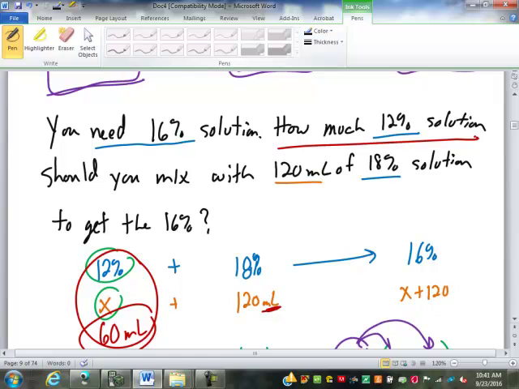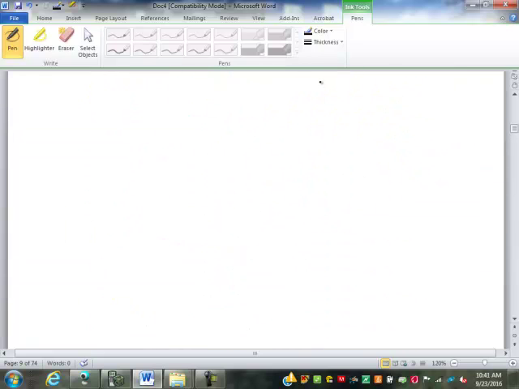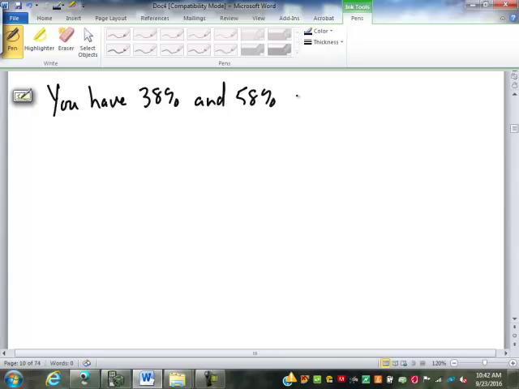So let's do, I'm going to put one up here, and I'm going to have you guys give it a shot and see if you can work through it now after seeing one example, another example, and see how it goes, and then we'll talk about them a little bit more. So what I'm going to put up here is, I'm going to word it a little bit differently. You have 38% and 58% solutions.